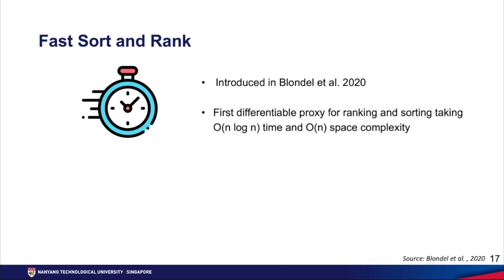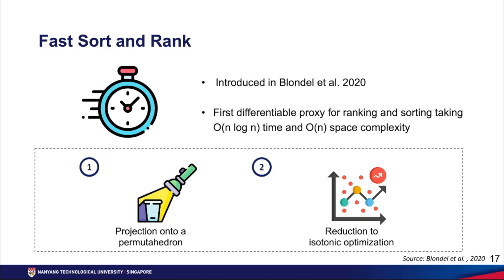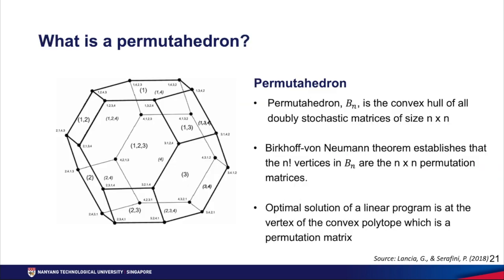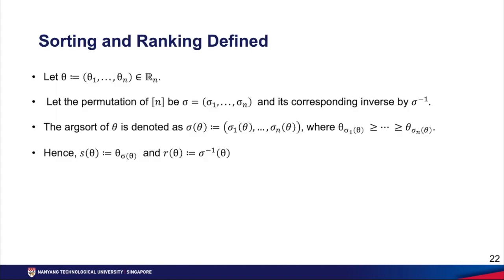To understand the projection onto the permutahedron, we first look at what a permutahedron is. A permutahedron is a convex hull of a doubly stochastic matrix, where its n factorial vertices are n by n permutation matrices. Furthermore, the optimal solution of a linear program will be at the vertex, making it a permutation matrix itself. Next, we'll define the sorting and ranking problem.